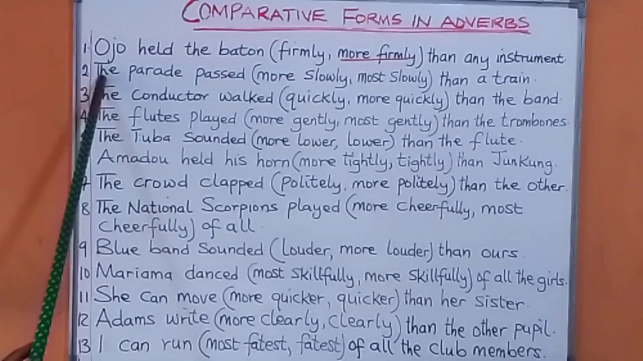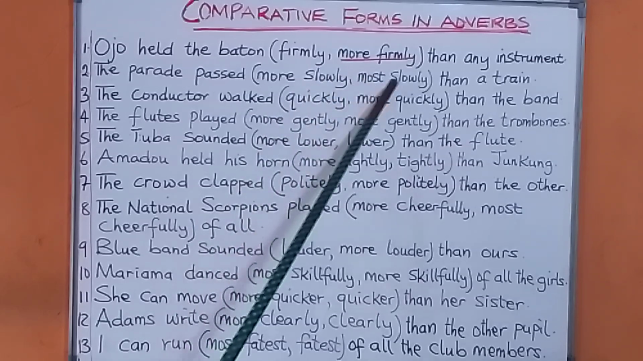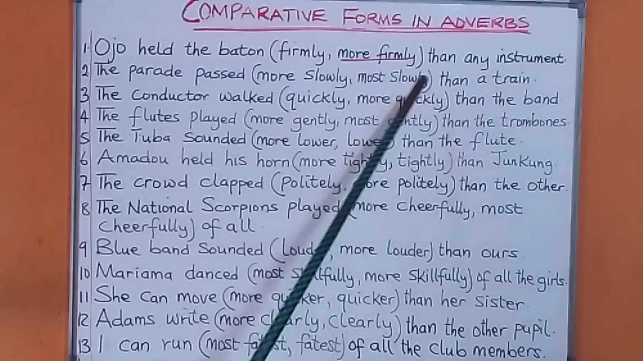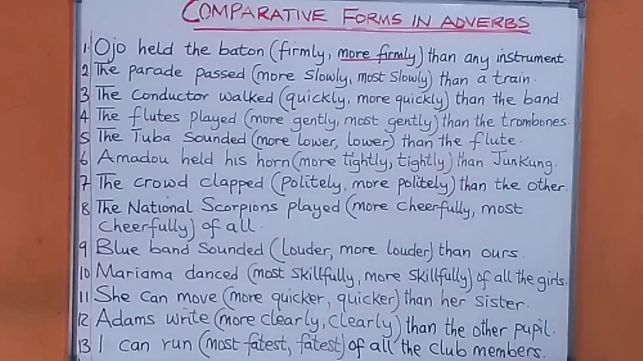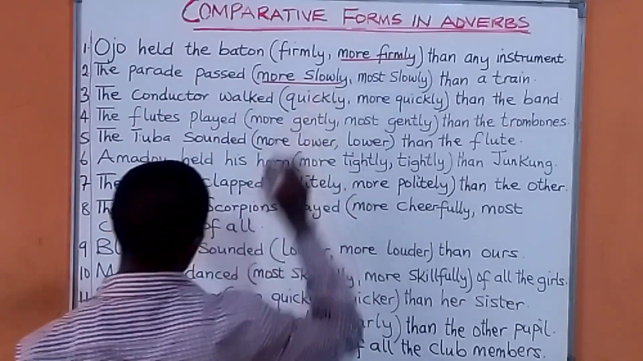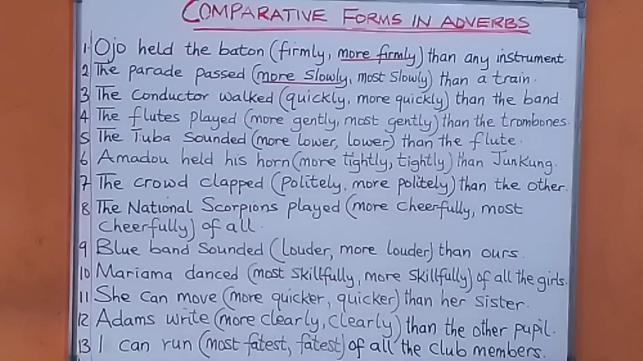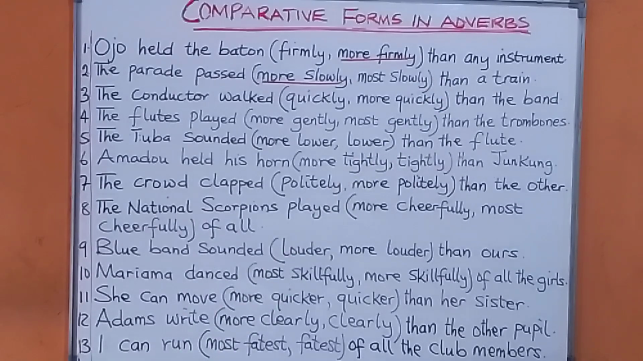Look at number 2. The parade passed more slowly than a train. Remember here also we are using comparative than. And so what are you going to put there? More slowly. The word slowly has ly. So we are using two. Than signifies two things: parade and train.